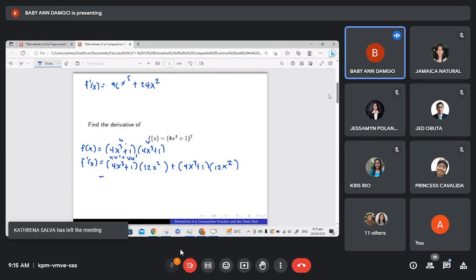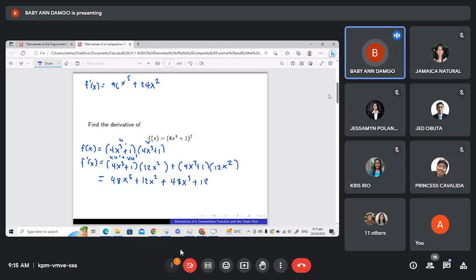Okay? So, simplify, this is 48x to the fifth plus 12x squared. So simplify, this is 96x to the 5 plus 24x squared. Okay, so correct your answer.